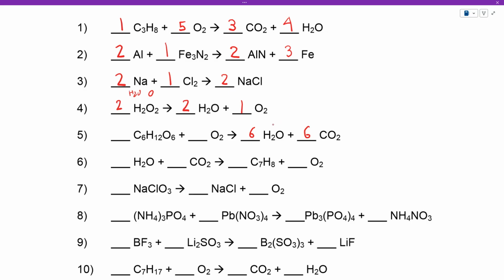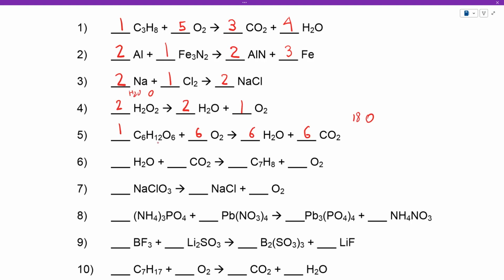Let's examine the amount of oxygens we have. We have 6 oxygens over here and 12 oxygens over here, which makes 18 oxygens so far. So we have 6 oxygens over here already, but we need to make 18. So we need 12 more. So let's put a 6 over here, and this should be a 1.